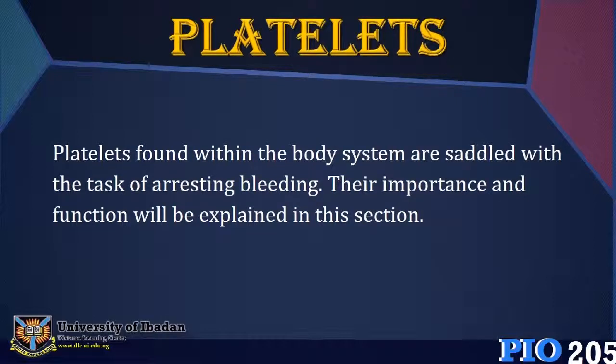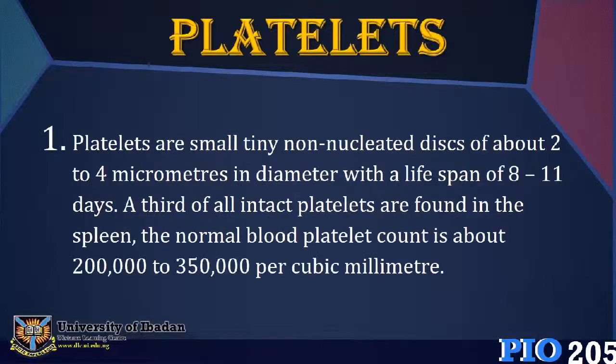4. Platelets. Platelets found within the body system are saddled with the task of arresting bleeding. Their importance and function will be explained in this session. Platelets are small, tiny, non-nucleated discs of about 2 to 4 micrometers in diameter with a lifespan of 8 to 11 days. A third of all intact platelets are found in the spleen.